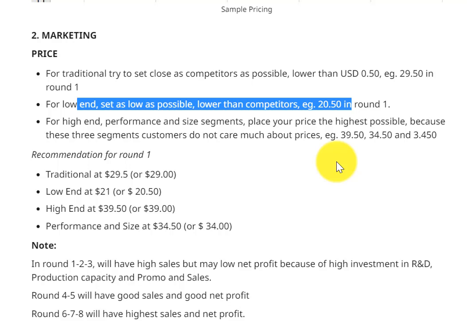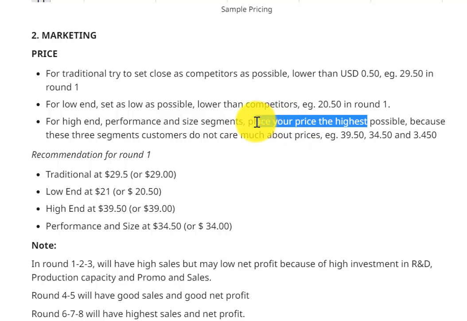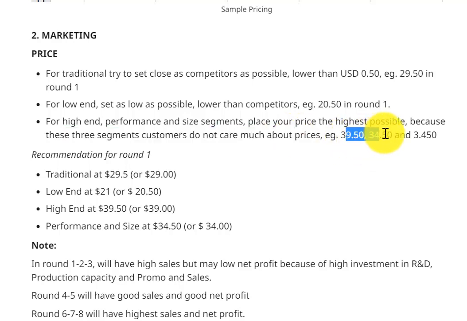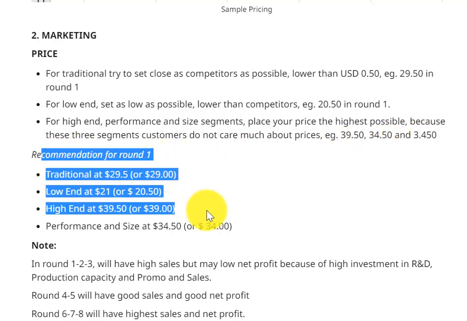And for high-end, performance and size segments, we place the price as high as possible for each segment because the price ranks about 15% of customer preference, right? So we can set that at 39.5, 34.50, and 34.50, right? So this is the recommendation for round 1, which you see from the video of round 1, right?